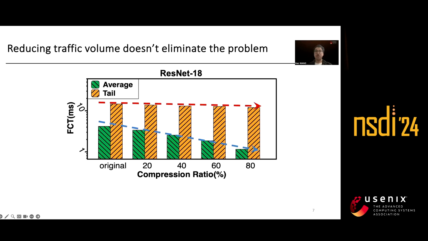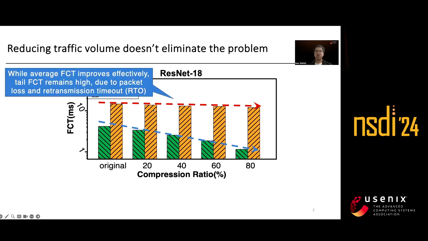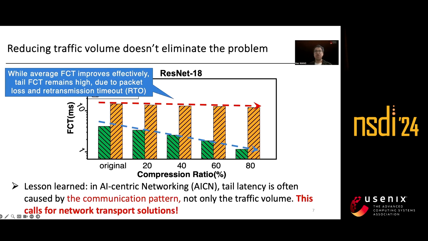However, we found that reducing communication volume doesn't always eliminate the problem. Please note that tail FCT decides the final communication time for end-to-end DNN training. We use NS3 to simulate the communication process of training ResNet18 with 8 servers. We can find that while average FCT improves, tail FCT remains high. The main reason is that packet loss causes transmission timeout. This calls for a network transport solution for DNN training jobs.